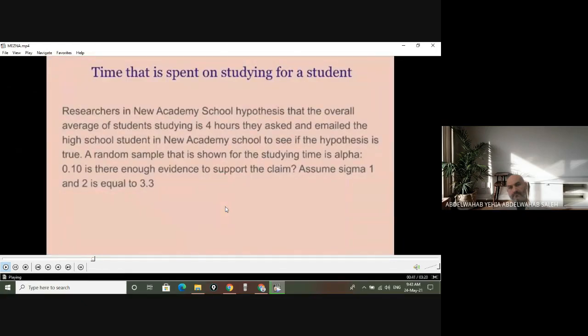A researcher in New Academy School hypothesizes that the overall average of students' studying is 4 hours. They asked and emailed high school students in New Academy School to see if the hypothesis is true. A random sample shows the studying time, alpha 0.10. Is there enough evidence to support the claim? Assume sigma 1 and 2 are equal to 3.3.